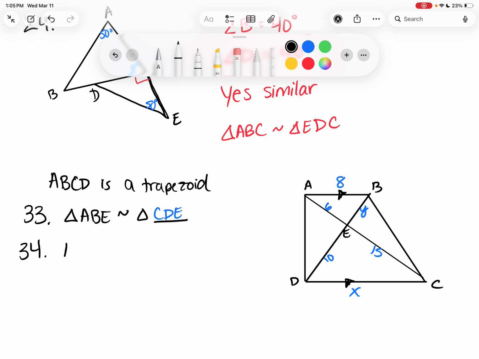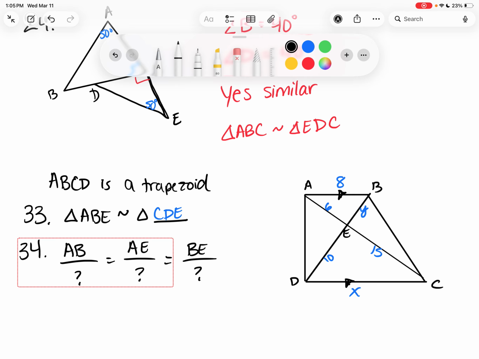So 34, AB over question mark is equal to AE over question mark is equal to BE over question mark. So I need to fill in these things. So for filling out this proportionality statement, AB needs to go over what? DC. And AE needs to go over, huh? What is the answer? I had AC. CE. AC is over CE. Yeah, we're looking at the two individual triangles. And BE is over DE.